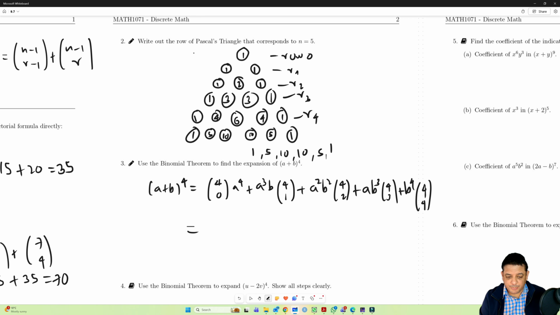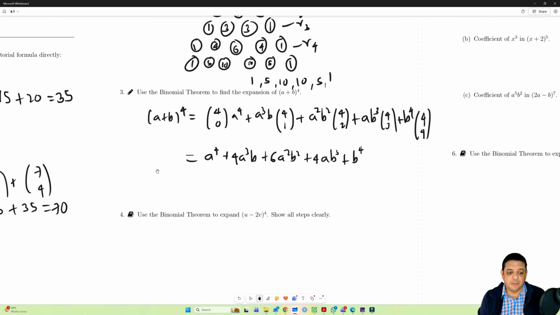Once we have that binomial expansion, of course, the numbers are the ones on the 4 row. So 4 choose 0 is 1, so it's a to the 4. 4 choose 1 is 4, so 4a to the 3b, plus 4 choose 2, which is 6, so 6a squared b squared. Once again, 4 choose 3 is 4, and 4 choose 4 is 1, so b to the 4. Okay? So this is our use of the Pascal triangle to do the binomial expansions here.